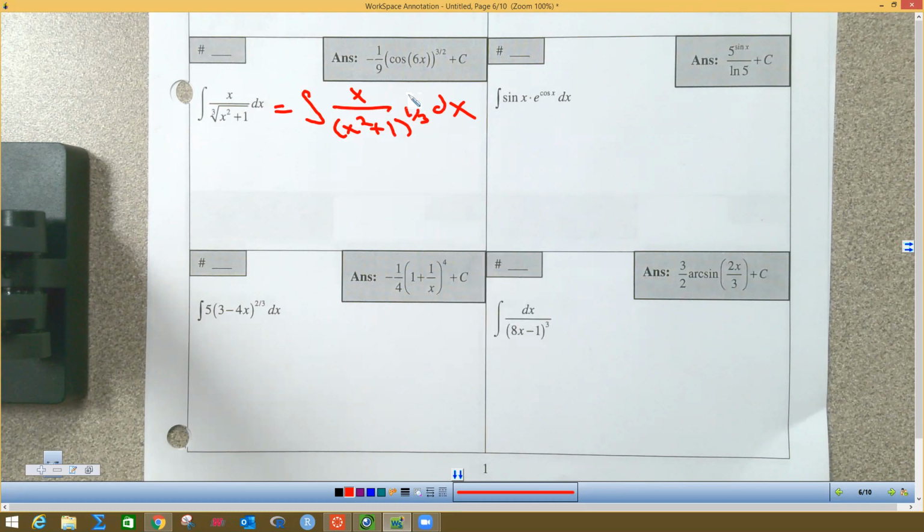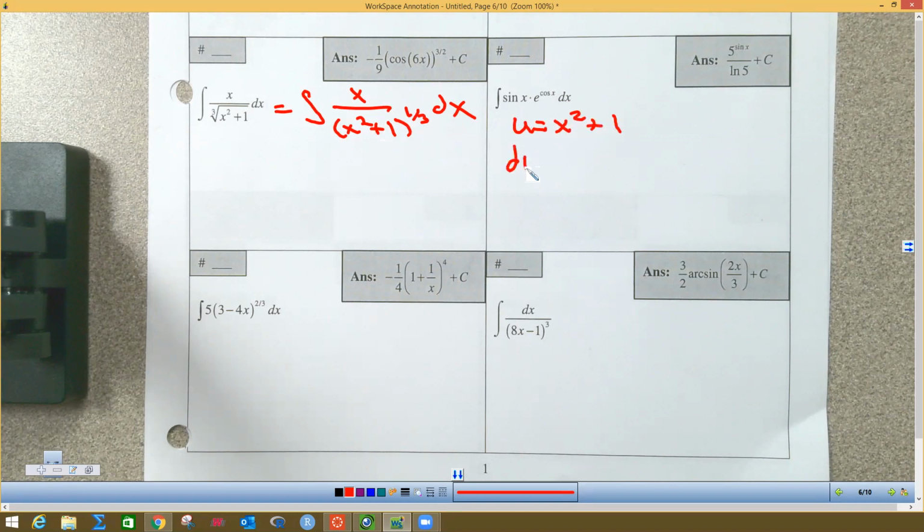Now, because this power is not a nice little 1, and because I see that if I let u be this denominator and I do the derivative of x squared, it'll give me an x like it's in the top that I need, that's what I'm going to do. When you have some kind of power, you usually want to let u be the part inside. So I'm going to let u equal the part inside the parentheses.